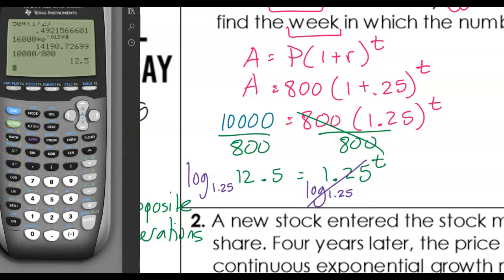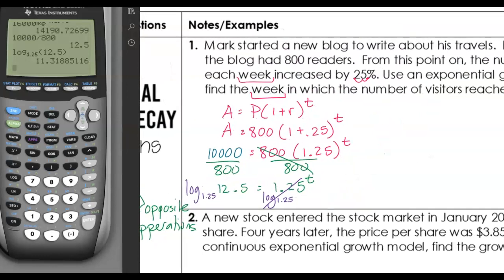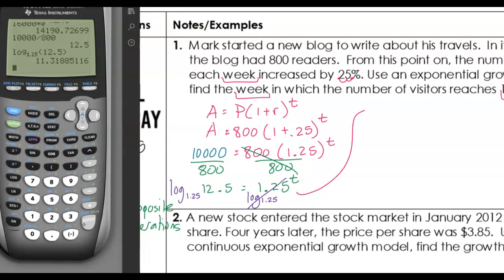Anyway, I'm going to compute this log in my calculator by pressing math and going to log base, log of 1.25 of 12.5. And I get 11.32, which is equal to t, because log of base 1.25 of 1.25 cancels, leaving you with just t.